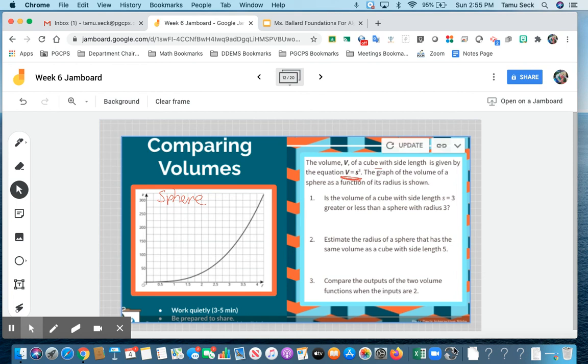So the volume of a cube with the side length 3 would be V is equal to 3 cubed, which is 27. So we're comparing this with 3 on this graph. So 3 on this graph is about 100, is between 125 and 100. So it's about 100 and, let's say 115. So which one is greater? Well, the sphere is greater.